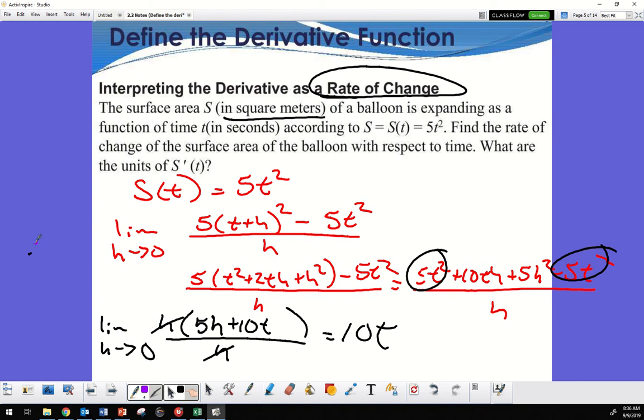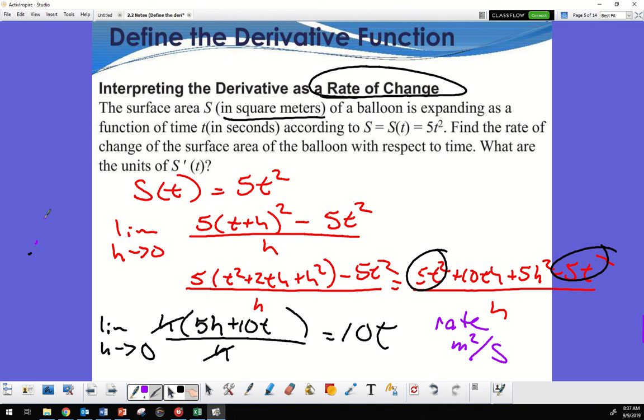And so my rate is going to look like this. Whenever I plug in some number here, it's going to be square meters per second. So if I were to say, hey, at 1 second, what would I say? It's 10. Yes, it is expanding at a rate of 10 square meters per second at 1 second. What about at 5 seconds? It would be expanding at a rate of 50 square meters per second.